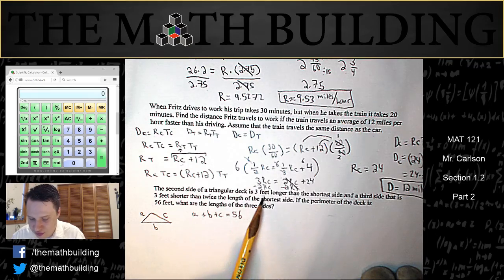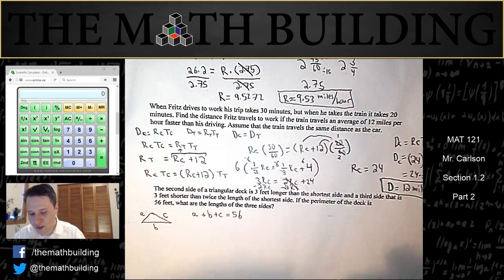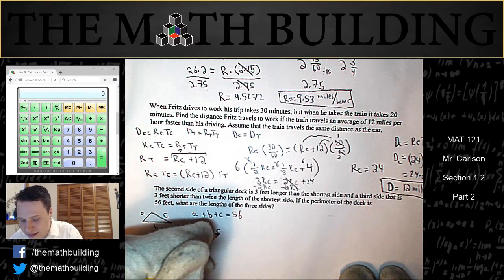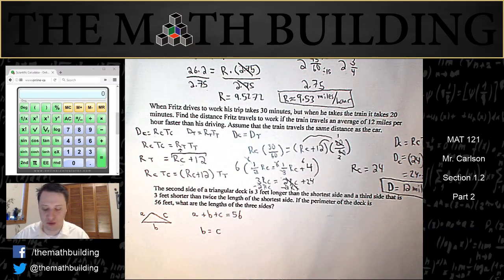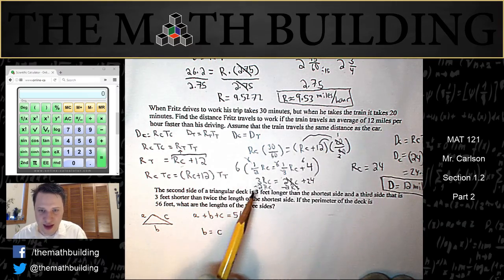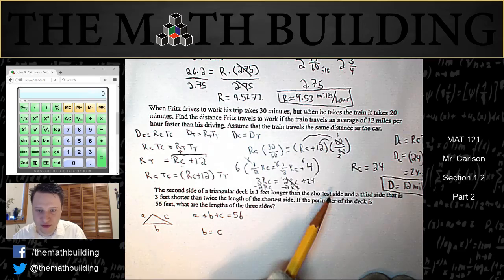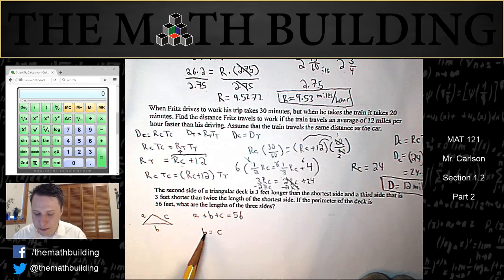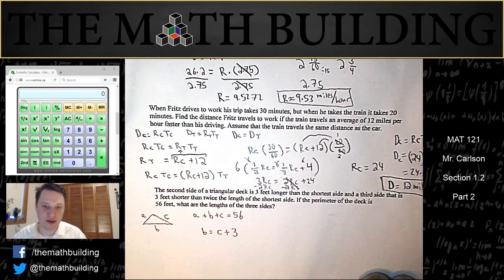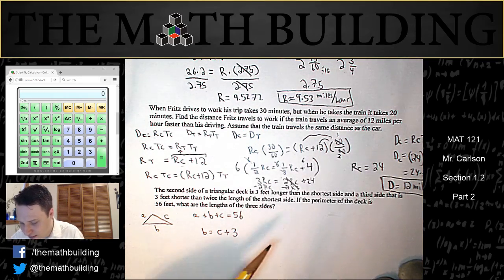The second side is 3 feet longer than the shortest side. So let's call C our shortest side. The way I recommend you do this is to actually write B equals C, even though we know that's not true, and now we're going to correct this. If I have B equals C, B is 3 bigger than this. So if this was 2, then this would be 5. So I either need to subtract 3 from here or add it to the shortest side, and I'm going to add. So B is equal to C plus 3. Now this is correct.